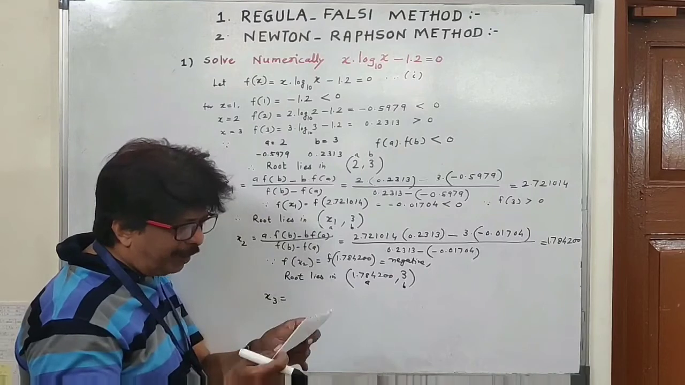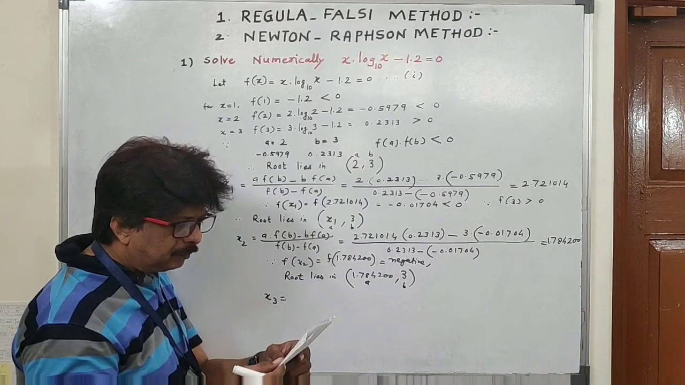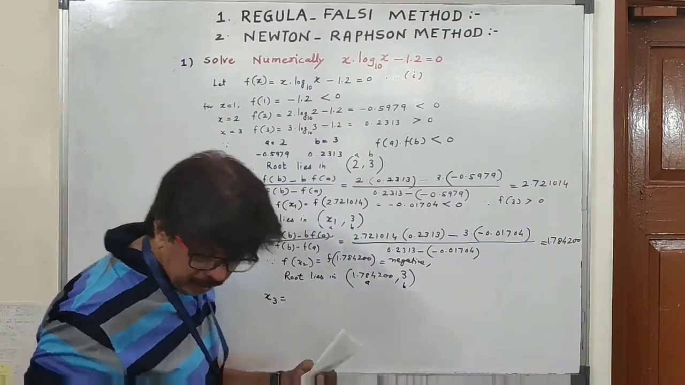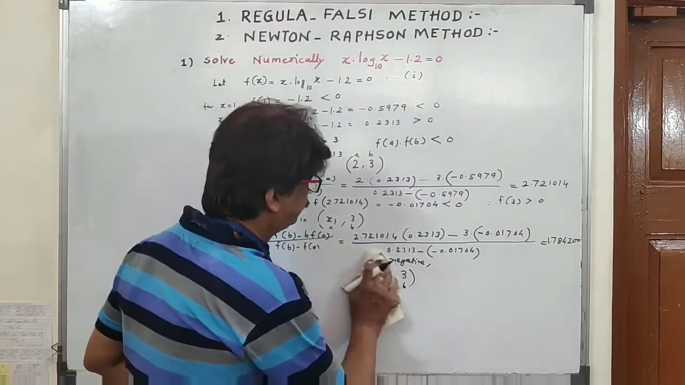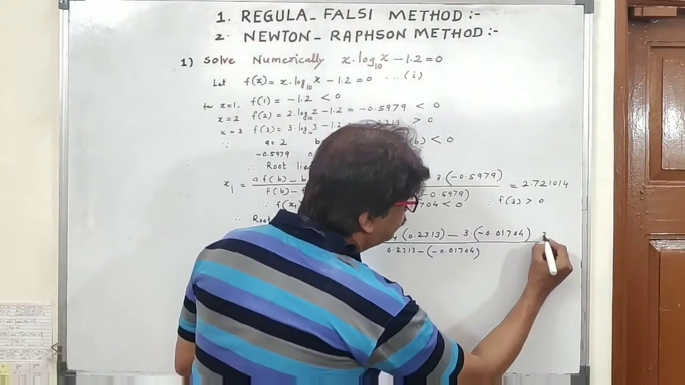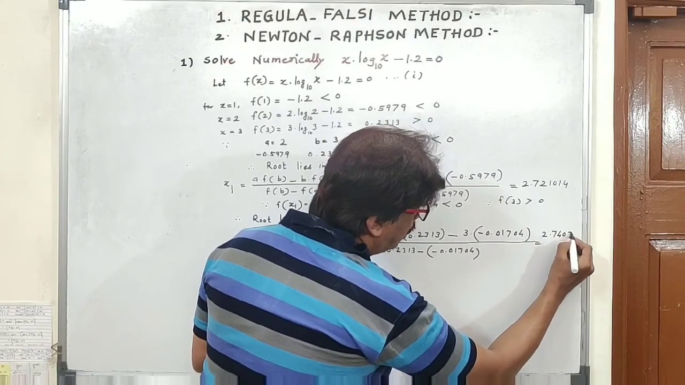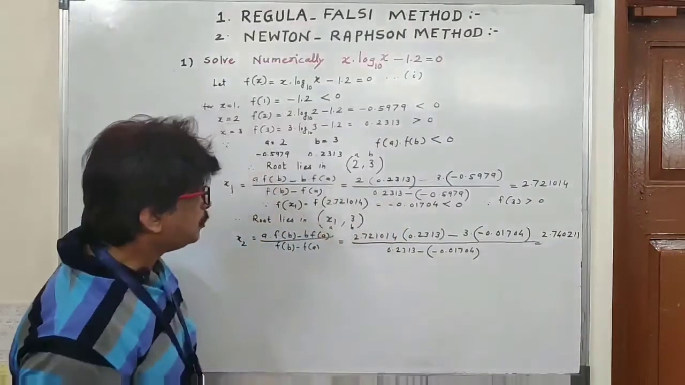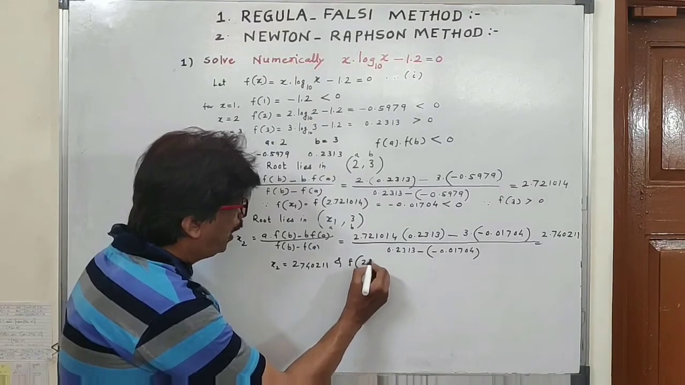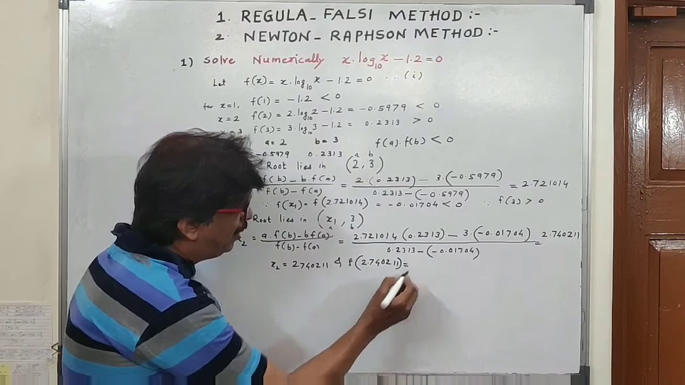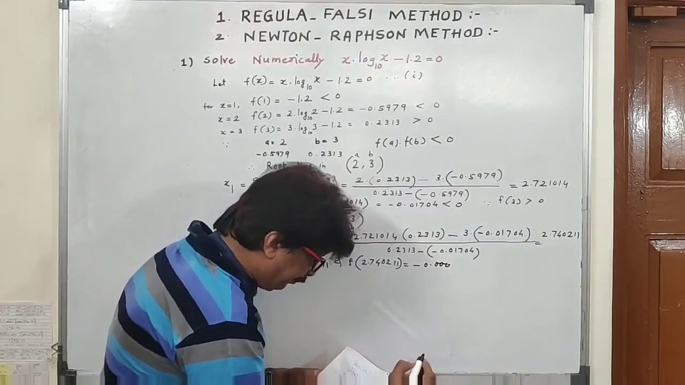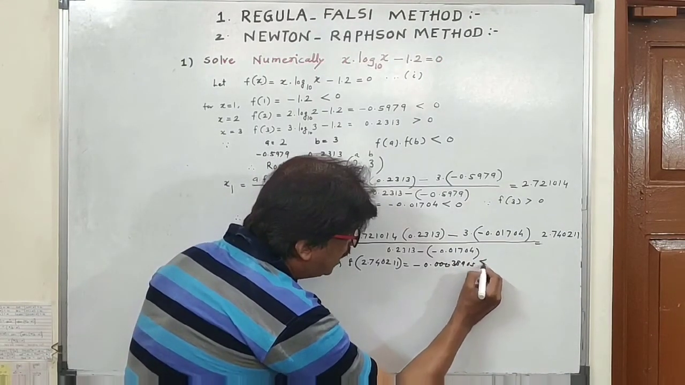So x3 comes out here. x2 is not this value, perhaps it is, let me check. x2 is equal to 2.740211, and the f value of 2.740211, that value we put in this f of x equation, is equal to minus 0.0003895, which is again negative.